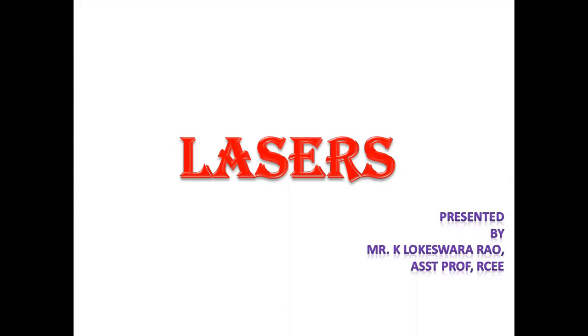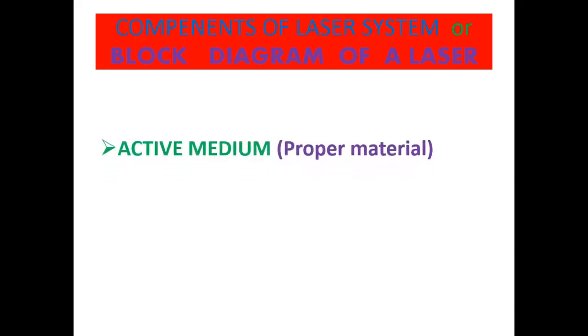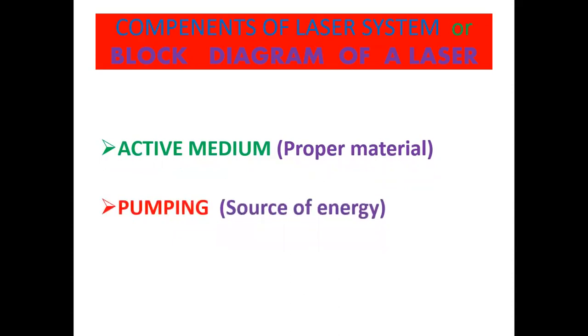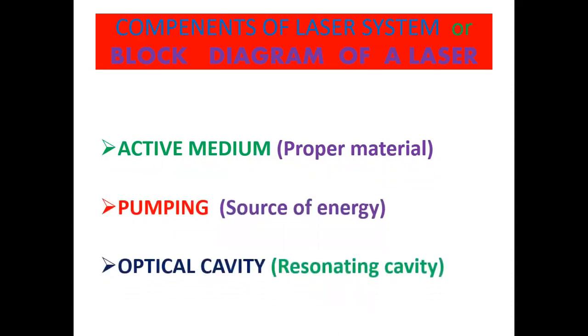Today we will discuss ruby laser and helium neon laser. Before going to deal with these laser devices, first of all, we should know what the main components in the laser device are. The block diagram of a laser consists of active medium, pumping, and optical cavity. These are the main three components of a laser device.